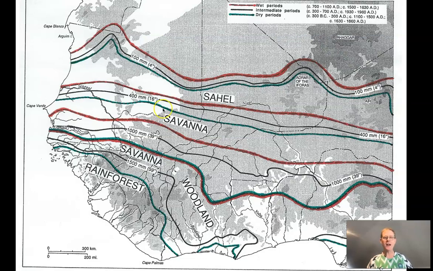However, on the other hand, when it gets drier than normal, this area up at the north here will dry out and it's no longer suitable for farming. It's going to be Sahel. Okay? So what we see during these time periods, as the environment gets wetter at periods and drier at other periods, is the environment actually changes.